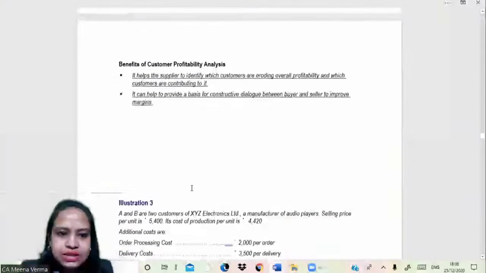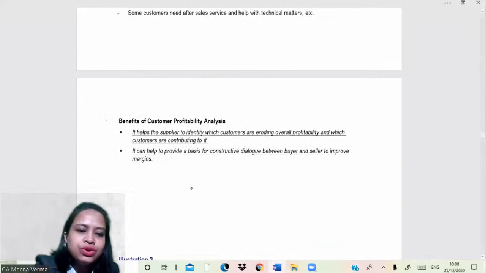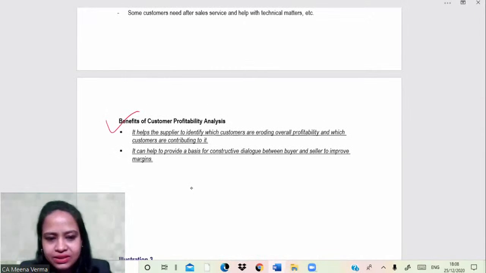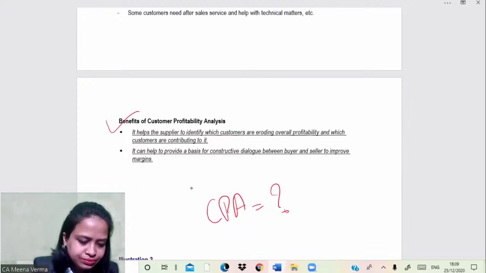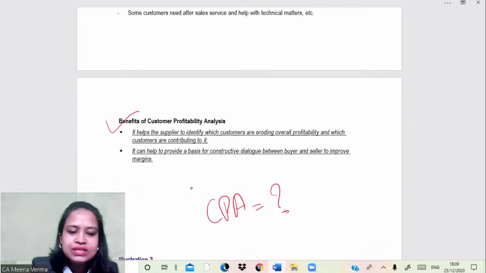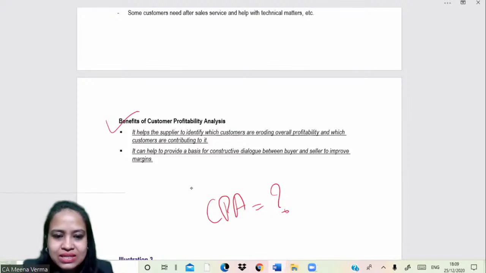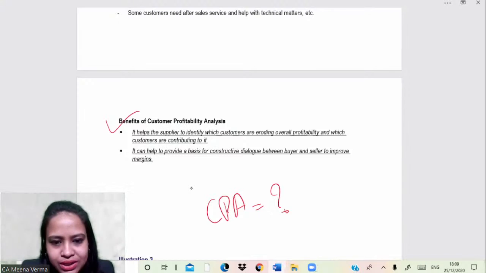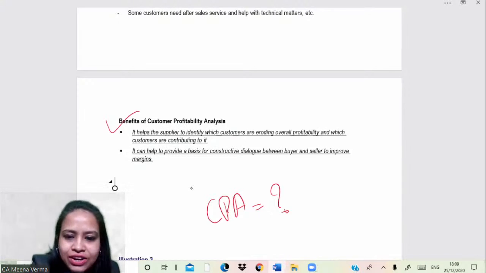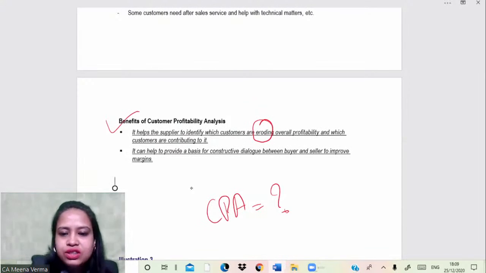Now let us see the benefit of doing this customer profitability analysis. Why are we doing it? So that we can find the most profitable customers and focus our resources on them, and we can identify the customers who are eroding, who are reducing the profitability of the organization.